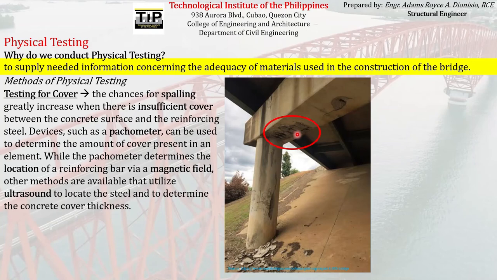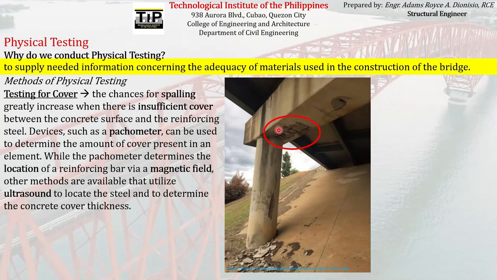If you refer to our local codes or international codes like the ACI or the NSCP, it is specified there the minimum concrete cover for different structural elements. For example, for beams, the minimum concrete cover specified by the code is 40 mm. For the different structural elements, there are other minimum required concrete covers to ensure that there is sufficient concrete cover between the concrete surface and the reinforcing steel, for the purpose of protecting the reinforcing steel from external elements that may decrease its strength or that may corrode it.